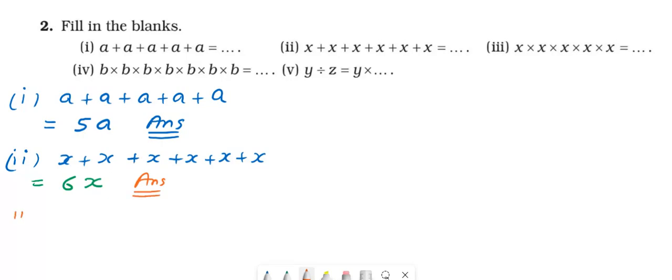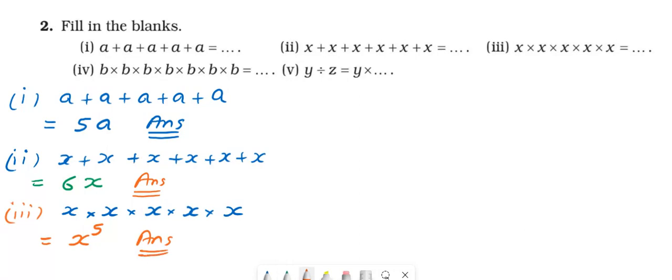Now the third part. Here x is multiplied 5 times. So x into x into x into x into x. Now the multiply of x is done 5 times. So we will write here x raised to the power 5. This will be the answer.